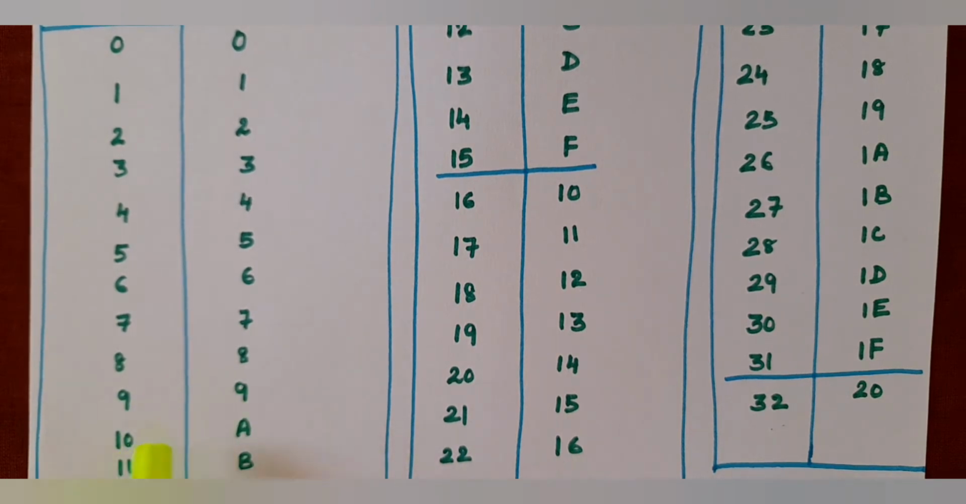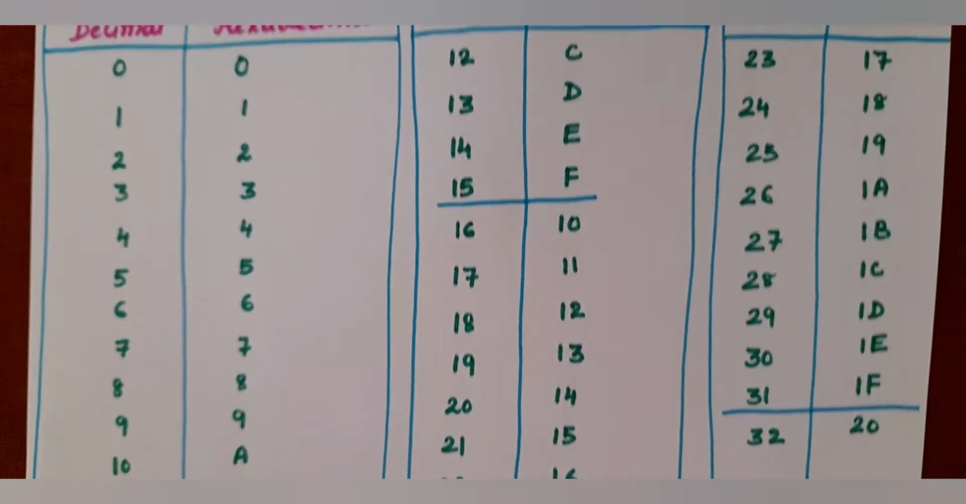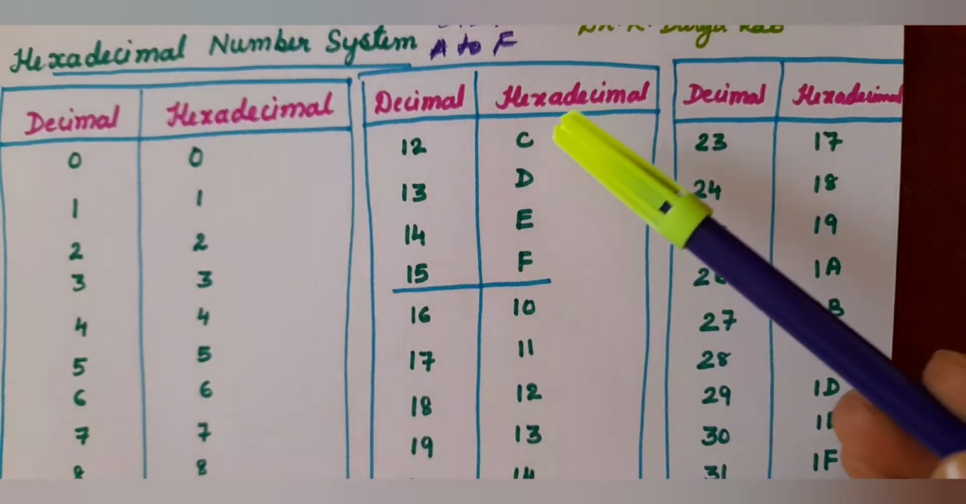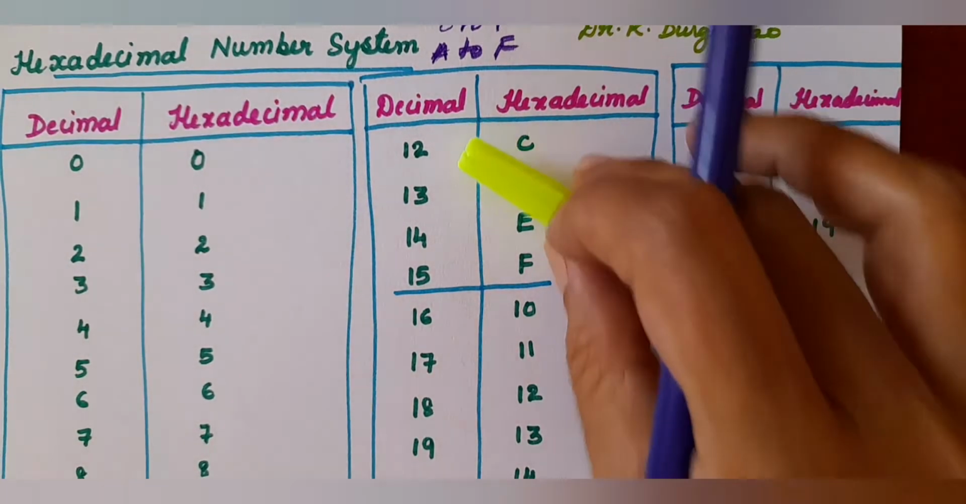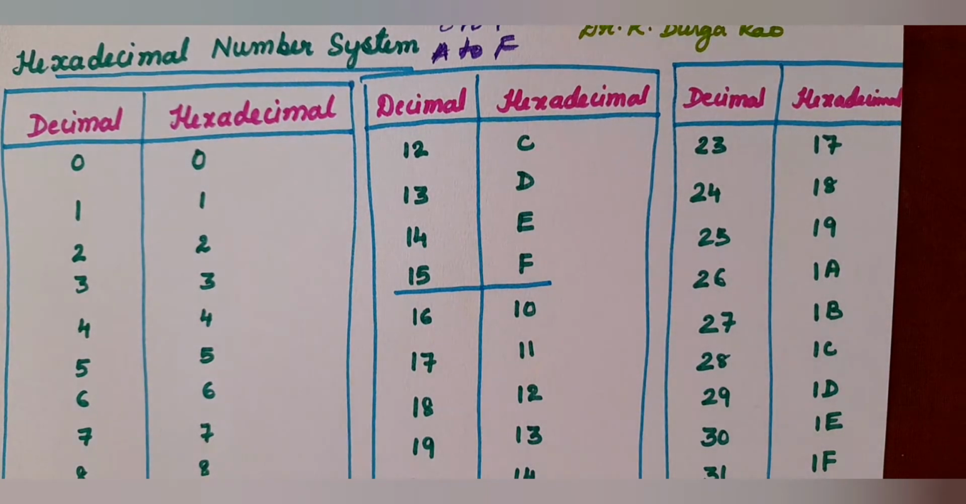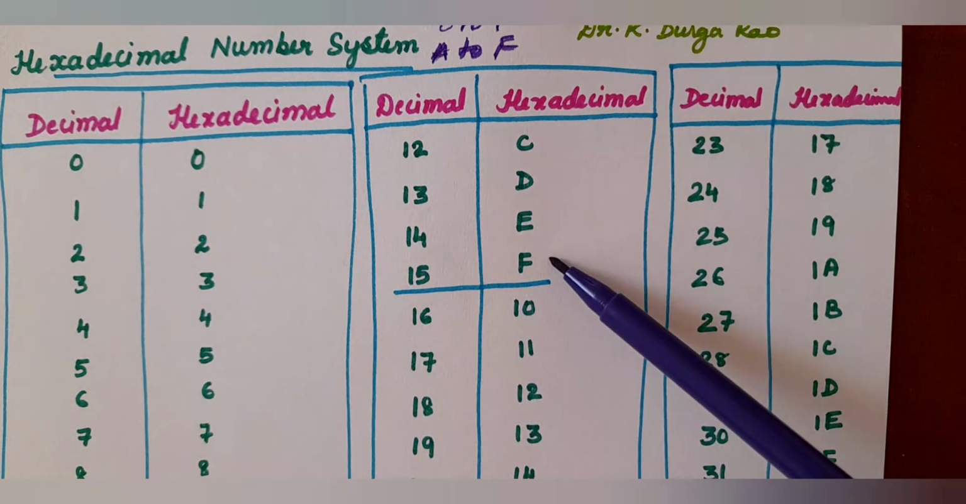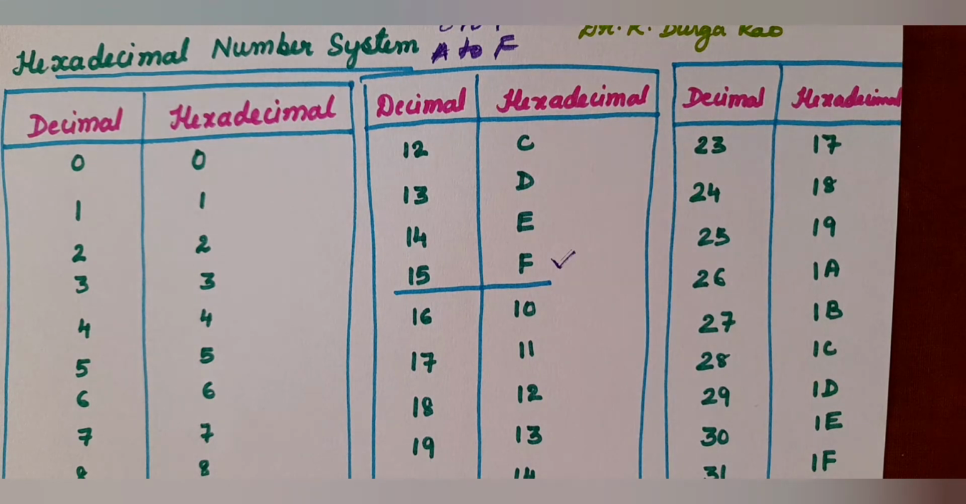For 10 you have to take it as capital A. For 11 take it as capital B. And 12 is taken as C, 13 as D, 14 as E, 15 as F. Okay. So, in this way for hexadecimal, 0 to 9 and then A to F. These are the basic symbols.